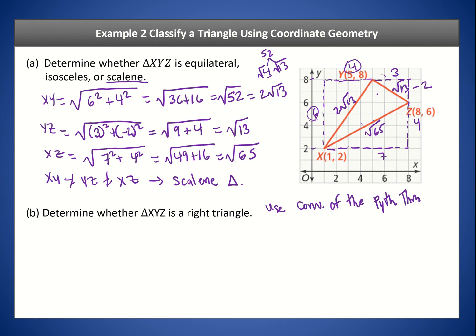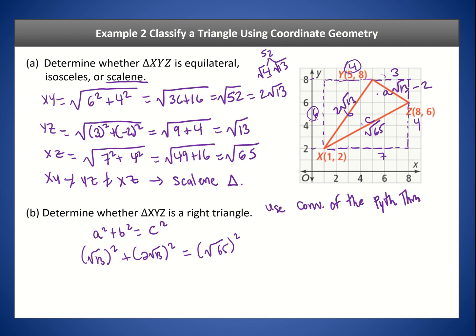So c is always the longest side. So this is going to be c. This is a and this is b. Doesn't matter which one's a and which one's b. It only matters what c is, which is the longest. So let's go ahead and plug into the Pythagorean theorem. a squared plus b squared equals c squared. So we got a is the square root of 13 right there, and b is 2 square root of 13, squared equals c, which is square root of 65 squared.